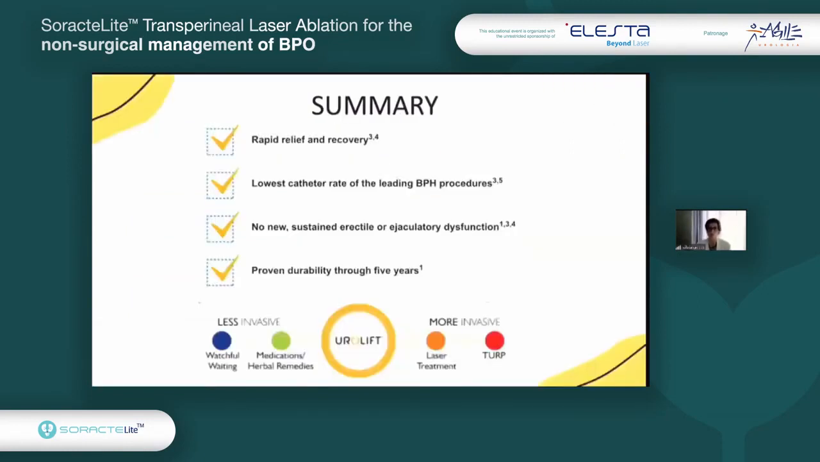So to summarize, for who? Urolift is for patients who are keen to maintain ejaculation and want a rapid and stable response and relief. It has the lowest catheter rate compared to the other BPH procedures and has a proven durability throughout the 5 years. We should consider the Urolift as a bridge between the less invasive techniques, such as watchful waiting or medication, and Echolaser or TURP. So keep an eye on it, and thank you very much for the attention.